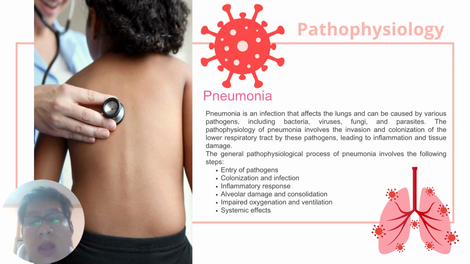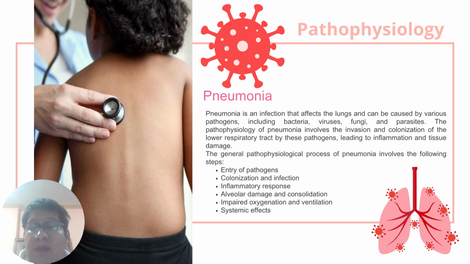Pathophysiology of pneumonia. Pneumonia is an infection that affects the lung and can be caused by various pathogens, including bacteria, viruses, fungi, and parasites. The pathophysiology of pneumonia involves the invasion and colonization of the lower respiratory tract by these pathogens, leading to inflammation and tissue damage. The general pathophysiology process of pneumonia involves the following steps.